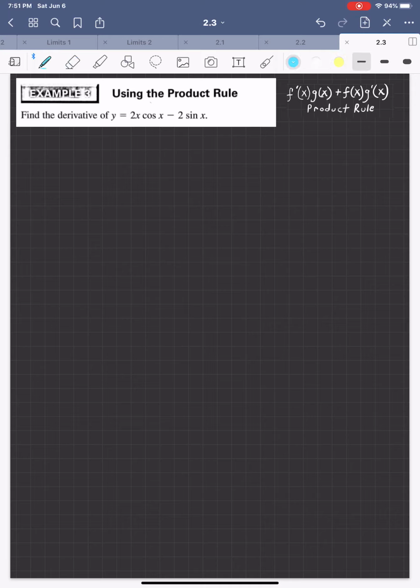Okay, so hopefully you pointed out what I'm underlining right now does require the product rule. The second one does not. I mean, this is very easy. So let me go ahead and start. So y prime is going to be equal to, well, let me start with the 2x cosine of x portion first. 2x cosine of x minus 2 sine of x. All right, so let's start here.